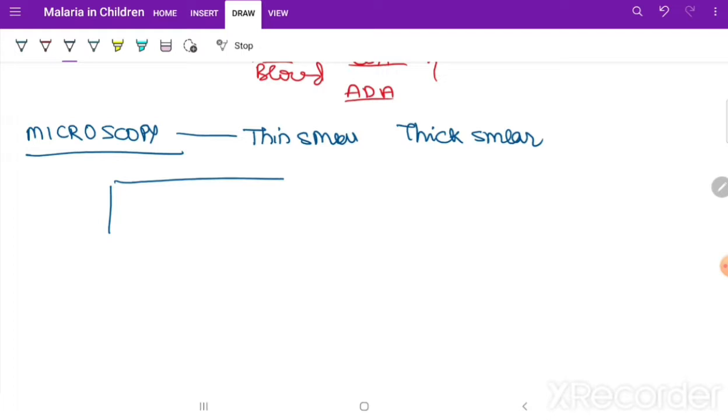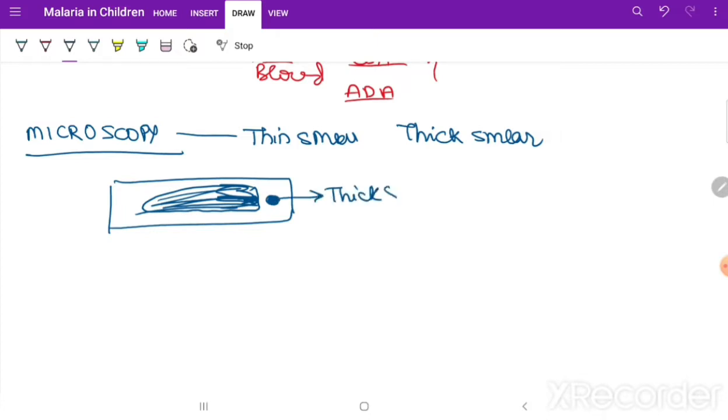Now what they do in this is they take a slide and they take a puncture. Either they take the punctured blood, that is capillary blood, or sometimes if you are not getting it from the capillary blood, we'll go for a venous blood sample. Whatever blood sample we take, we make one drop here and one drop here, and this one drop with another slide will be made into a tongue shaped normal smear. So this will be a thick smear, and this will perform as a thin smear.